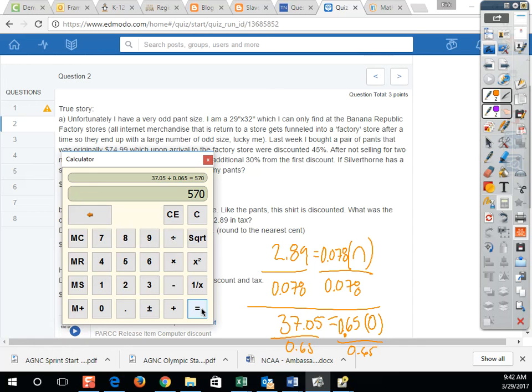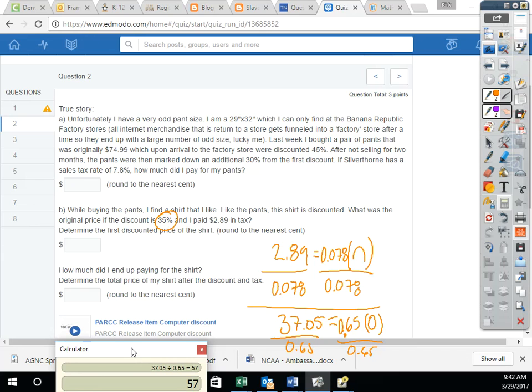And I get, I'll redo that, I get $57. But I added an extra 0. Now it's clearly the shirt was not $570. That would be ridiculous. Actually, $57 for a shirt is kind of ridiculous, but so it goes.